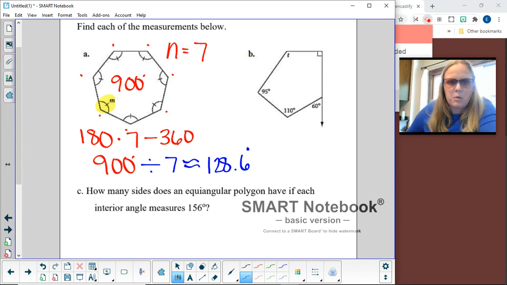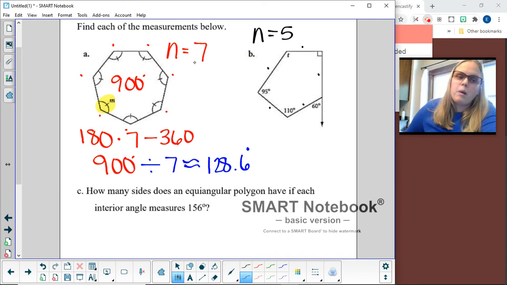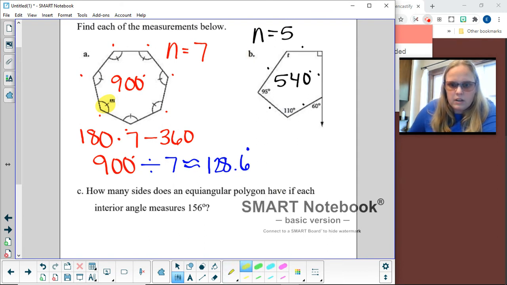All right, let's try example B. This figure has 1, 2, 3, 4, 5 sides. Well, I remember from our previous example that a 5-sided figure must add up to 540. So I need to figure out what I already have in this picture. I have a 95 degrees, 110, and a 90. But I'm missing this corner up here, and I'm also missing this corner here.